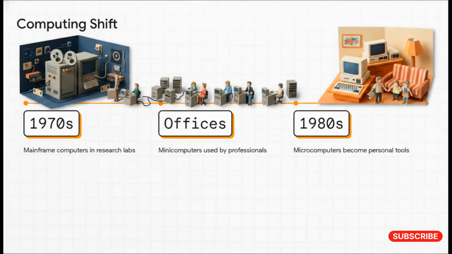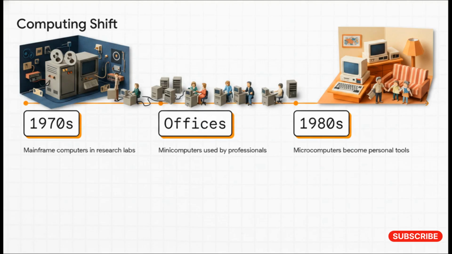So between the 1970s and the 1980s, we saw this massive physical computing shift. Before this era, computers were basically these giant, room-sized mainframes locked safely away in research labs. But then, they started migrating. First, they transitioned into offices as mini-computers, and then the real revolution hit. They actually entered our homes as microcomputers, becoming genuine personal tools.